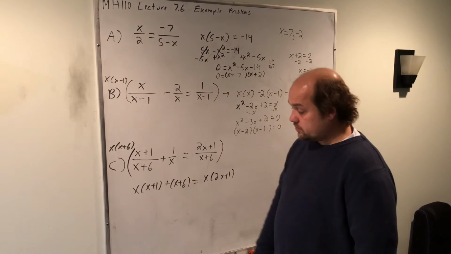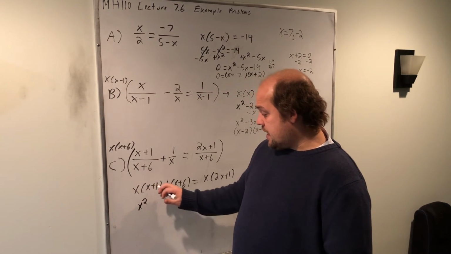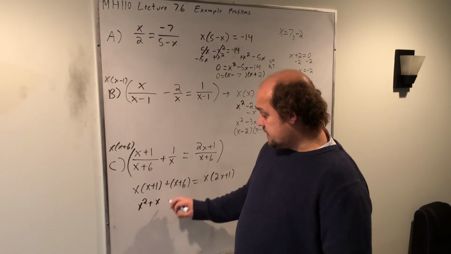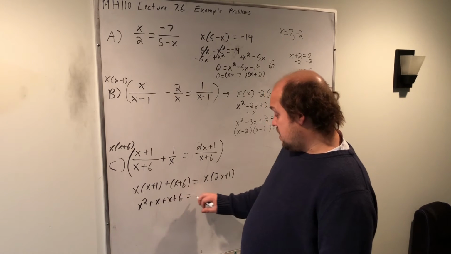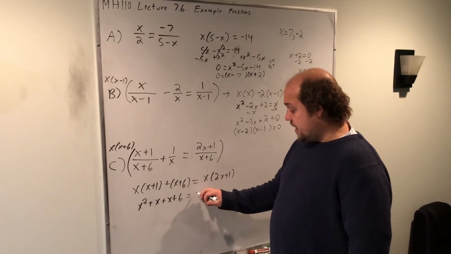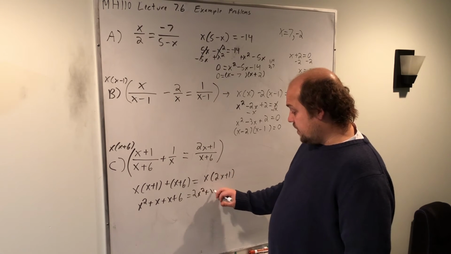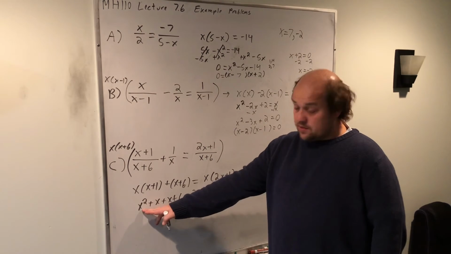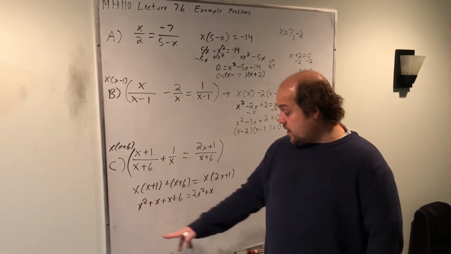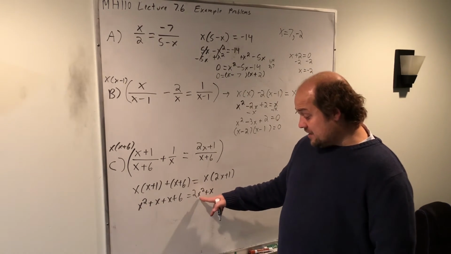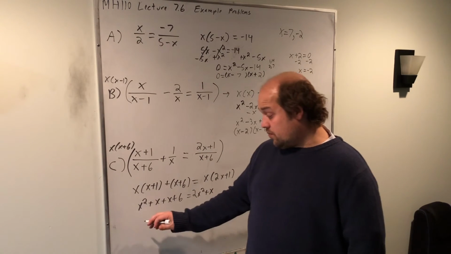Next line down, x times x is x squared, x times 1 is x. Can just drop the parentheses here and say plus x plus 6. On this side, x times 2x gives me 2x squared, and x times 1 gives me plus x. Since this is a positive x squared and this is a positive 2x squared, if I subtract x squared from each side, I'll get positive 1x squared on the right. That tells me really everything needs to move to the right.